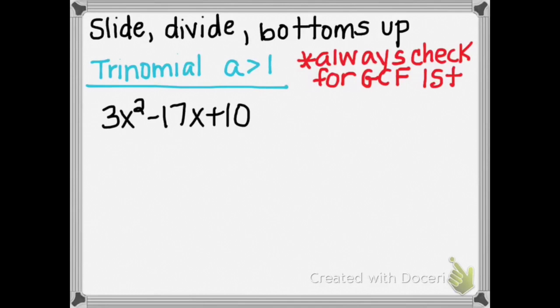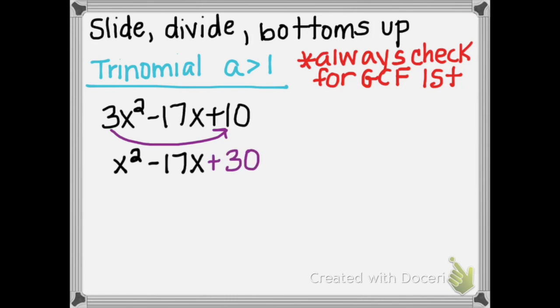Now, to begin, you should always check for a GCF first, and I'm looking at this trinomial 3x squared minus 17x plus 10, and that does not have a GCF, but we are going to start by sliding the a value to the 10, and when we slide the a value to the 10, that leaves me x squared minus 17x, and that's going to be plus 30 because you multiply them together.